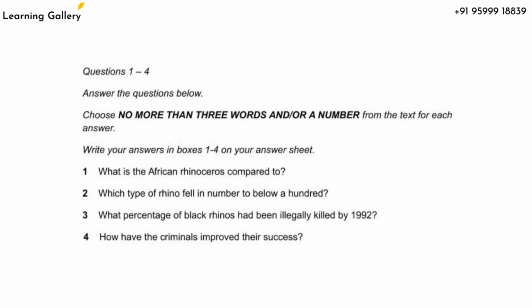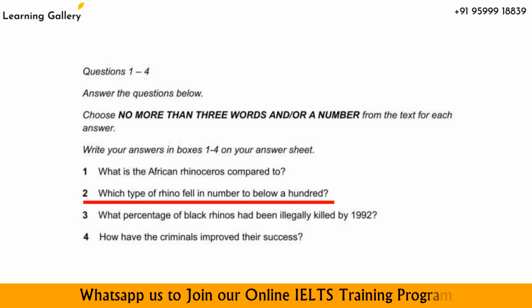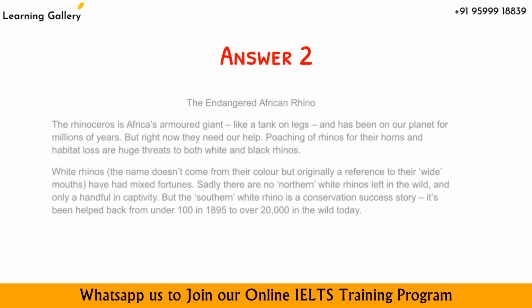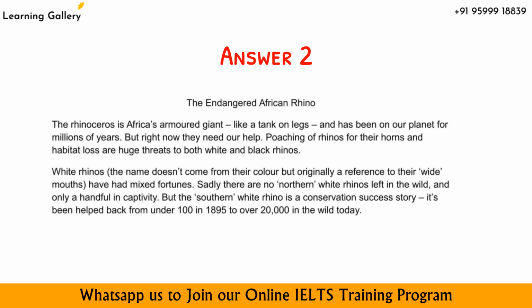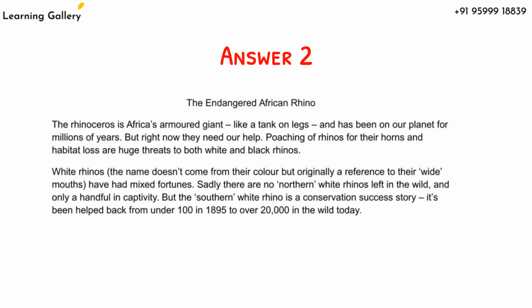Okay, now question 2. Which type of rhinos fell in number below 100? Now here the keyword for this question is 100. I suspect that it may be written in figures as 100. This is a common trick that test setters like to use to try and catch you out. On scanning, I find that I'm right.